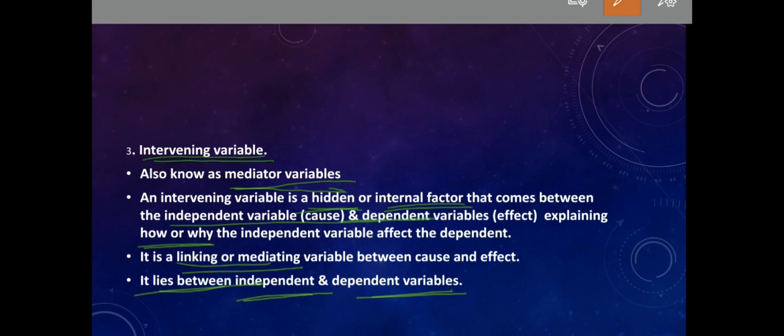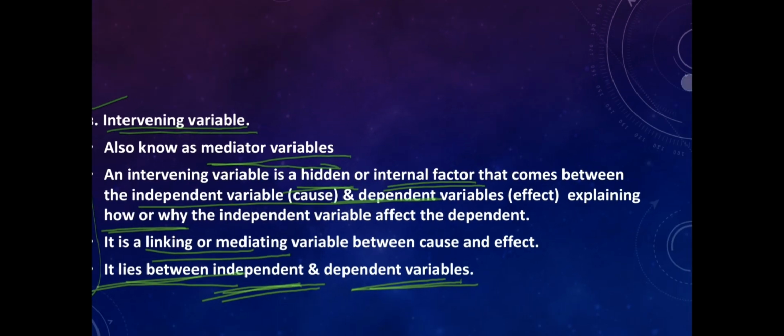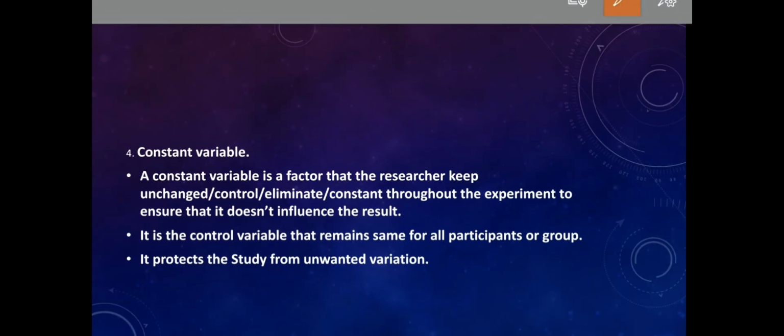Intervening variables lie between the independent and dependent variable. Okay, then move to the next, constant variable. A constant variable is a factor that the researcher keeps unchanged, controlled, or eliminated. You can use any of these terms throughout the experiment to ensure that it doesn't influence the result.